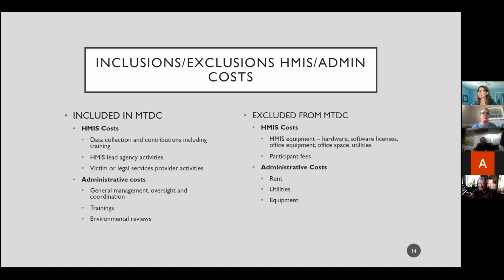We're also, in terms of administration and HMIS, basically what gets excluded on HMIS is any equipment stuff, and they go pretty far on that. So it's hardware, software licenses, office equipment, office space, and utilities. Those are all excluded. If you charged a fee to HMIS users, that would be excluded as well. However, you can pay for the costs of data collection and contributions. Your staffing, by being the HMIS lead agency, is going to be covered. It's really just the equipment and space costs that are not going to be covered.